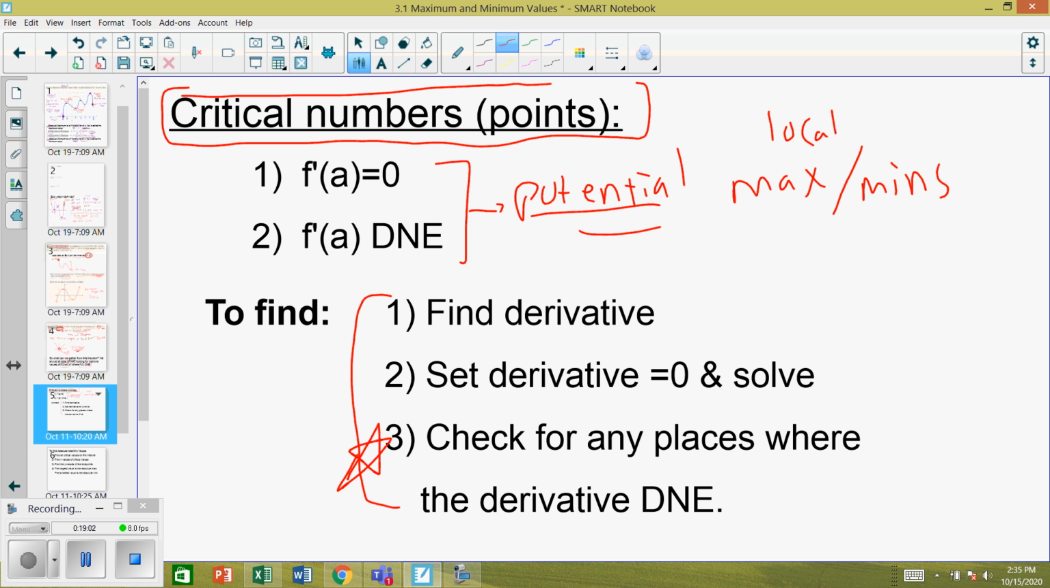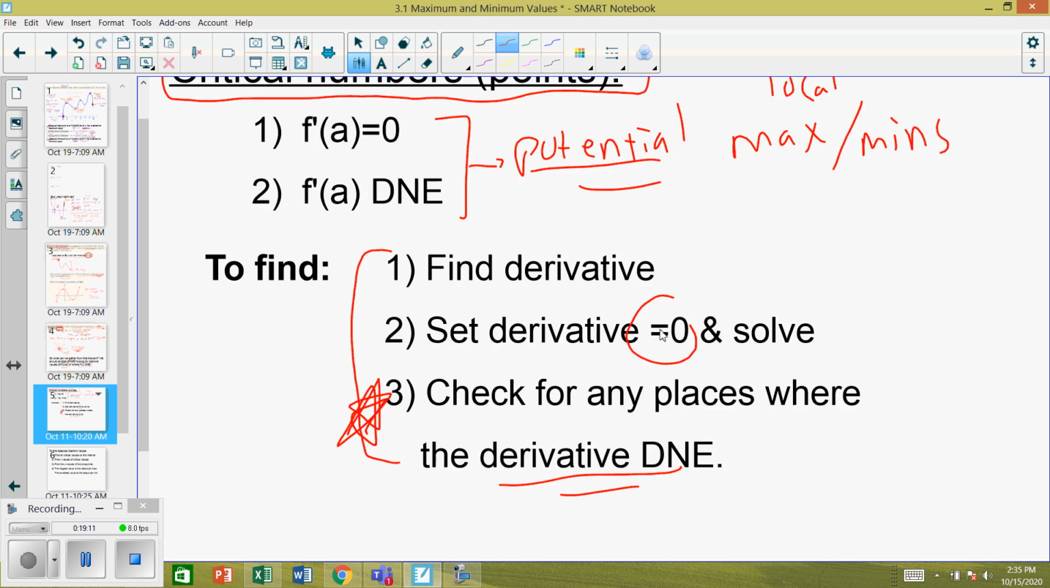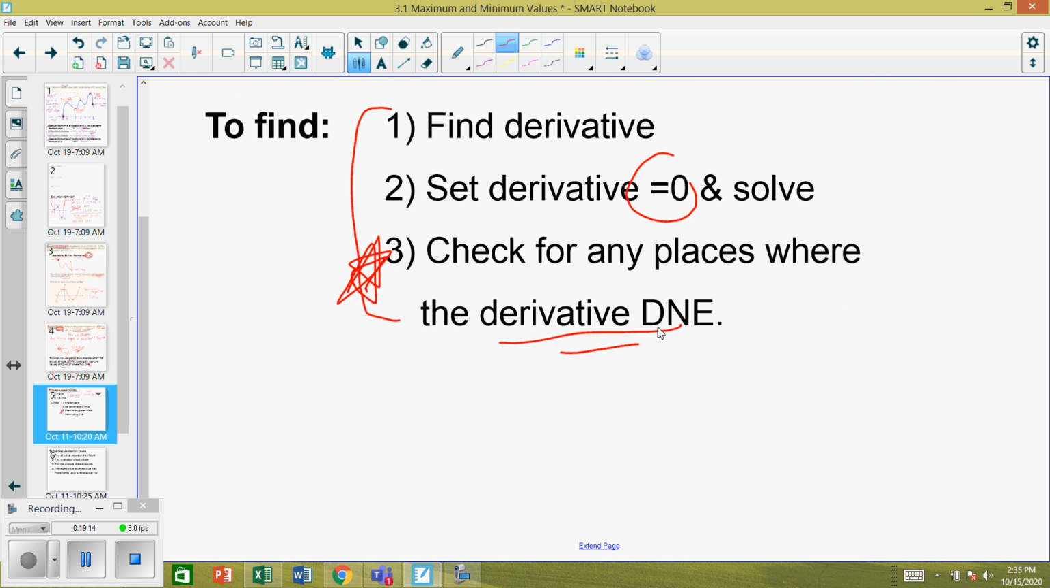But number 3, we haven't really done much. Check for any places where the derivative doesn't exist either, because it's not always where the derivative equals 0. It's sometimes where the derivative does not exist. Then we can have our max or min. Think of absolute value again. That's a good example. Okay.